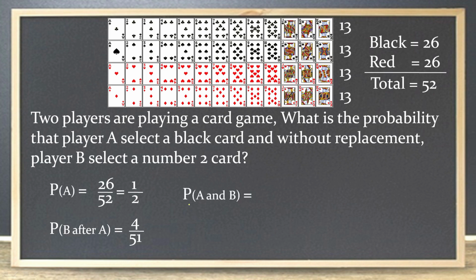Okay, so the probability of A and B occurring is the product of the probability of A and the probability of B after A. So that becomes 1 over 2 multiplied by 4 divided by 51. So 1 times 4 is 4. 2 times 51 is 102. And we know 2 goes into 4 2 times, and 2 goes into 102 51 times. So 2 divided by 51 is the probability for A and B occurring.